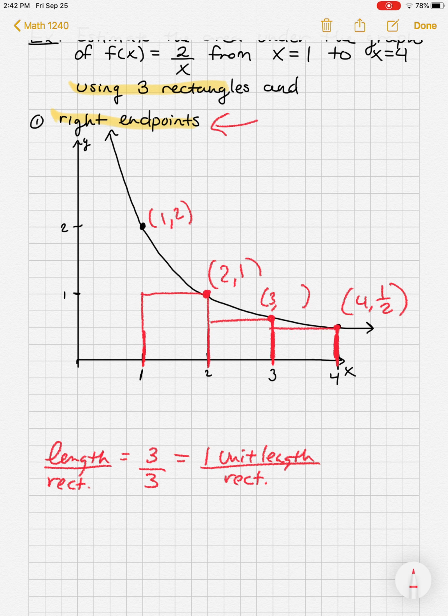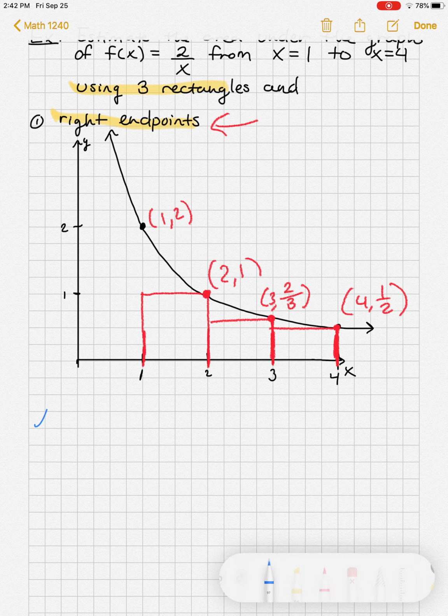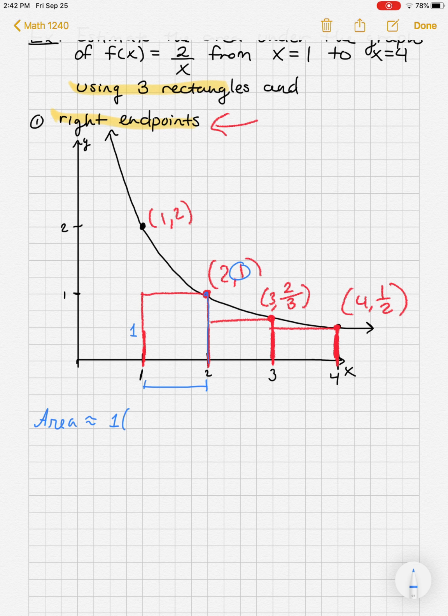Okay. So what is f of 3? That'd be 2 over 3. And then I should be able to set up my sum. So it's not too bad. To estimate my area under the curve, that'd be approximately, let's see, the length of the rectangle is 1. The height of that rectangle is 1, right? 1 by 1. The next rectangle's length is, of course, also 1. What is its height? Its height is 2/3, right? Next rectangle length is 1. Height is a half.